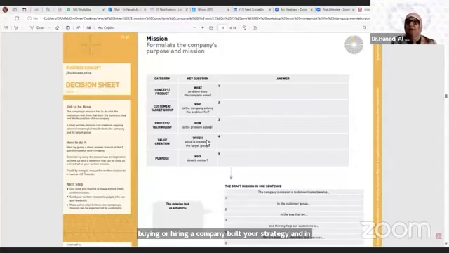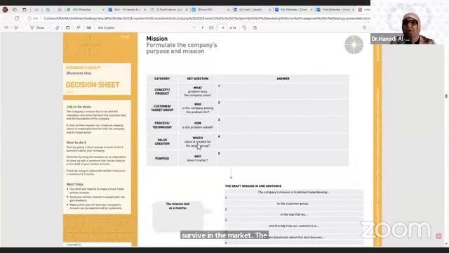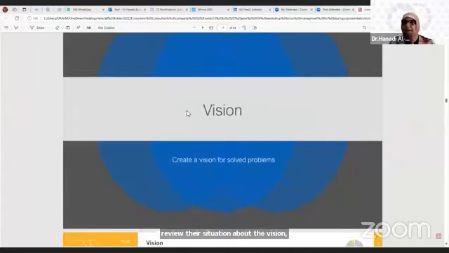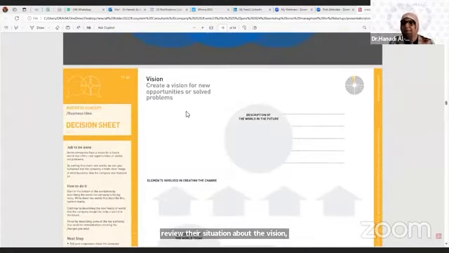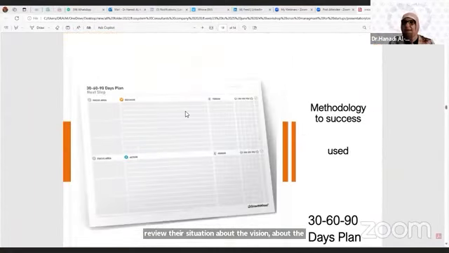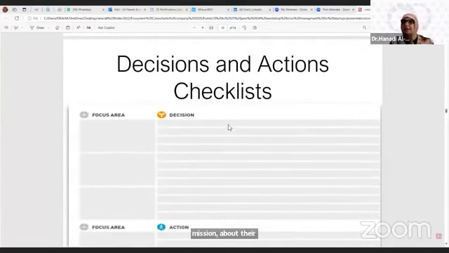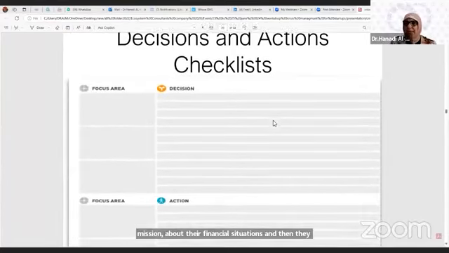Based on studies, it has been proven that small businesses and startups collapse and disappear from the market after 2 years. Only 10% of those survive in the market. The problem is they need to review their situation about the vision, the mission, and their financial situation, and then they need to use some tools to help them.